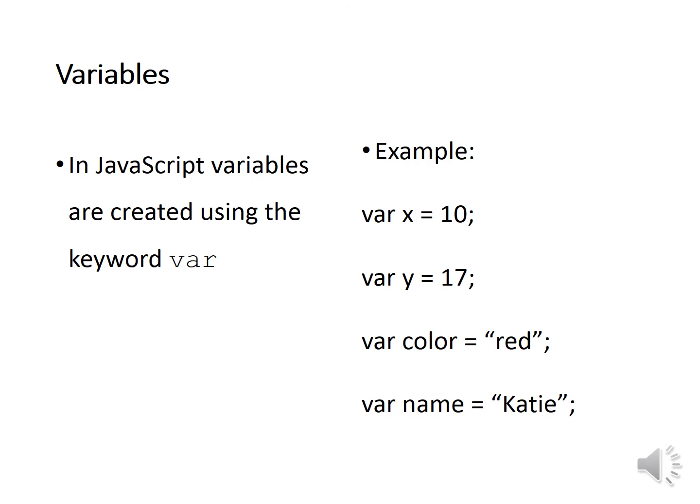So here I will take some examples of variables. The first variable is x, where in JavaScript we define var x = 10, and that is an integer type of variable. y = 17 is also an integer type of variable, and both end with a semicolon. When you define a variable in JavaScript, you put a semicolon at the end of the definition. The next variables are color and name. Color is red, and name is Katie, which is a string type of variable.